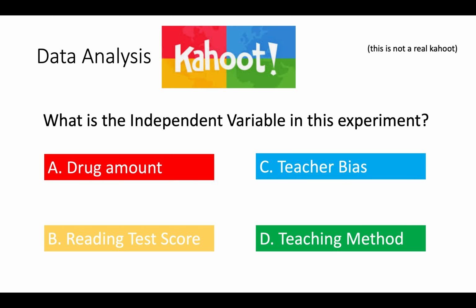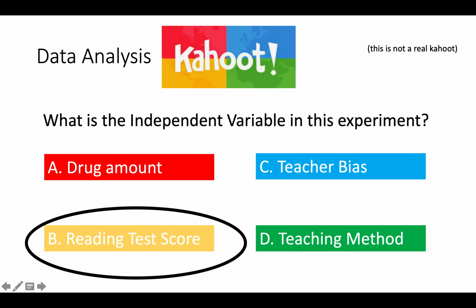Okay, so what if we had a Kahoot? Well, this isn't a real Kahoot. I'm just trying to liven things up here a little bit. What is the independent variable in this experiment? Is it drug amount, reading test score, teacher bias, teaching method?